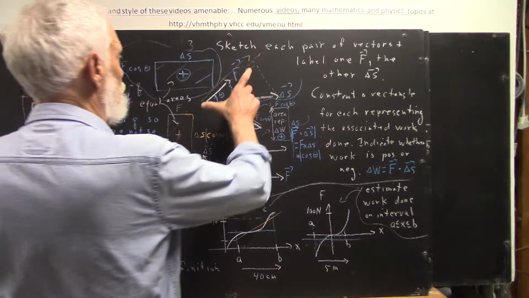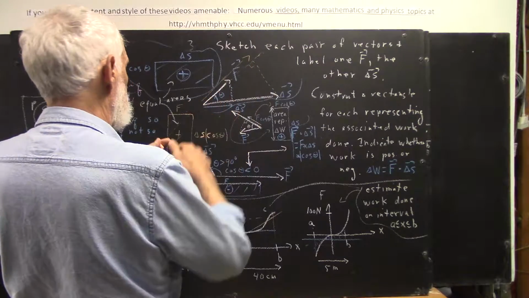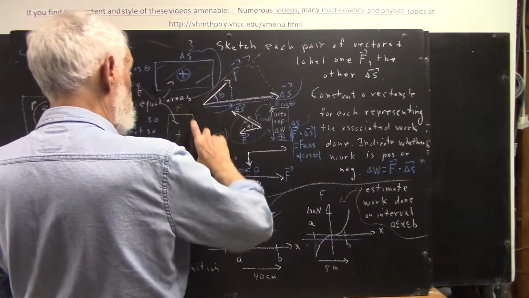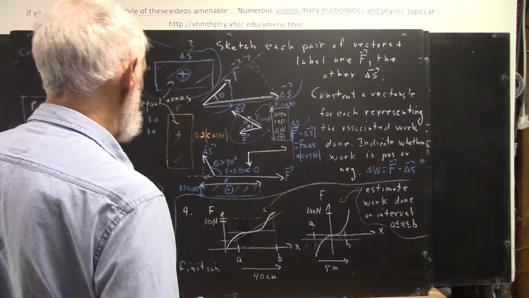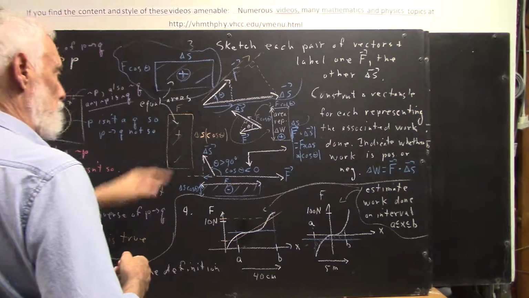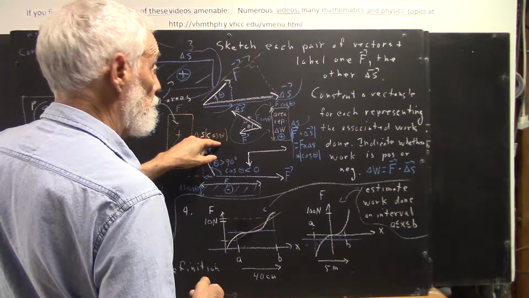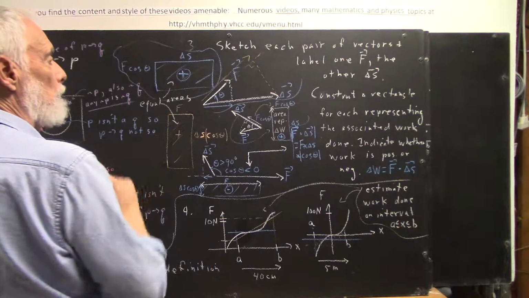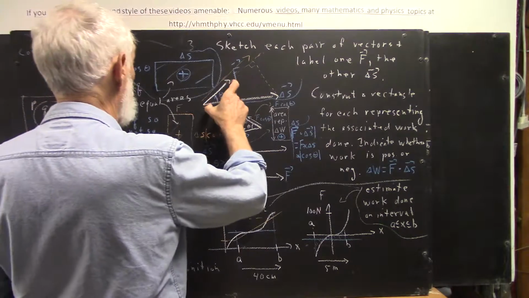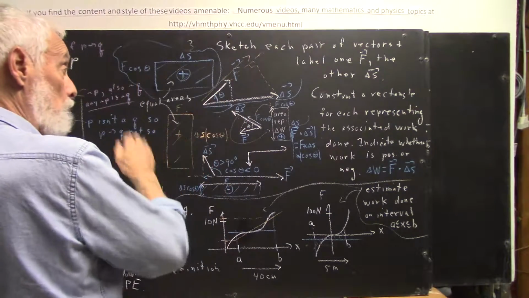Well, I take a side whose length is equal to the magnitude of this vector, and I put it down here. Now I didn't have room to write it as big as I should have, but this side represents delta S cosine theta, this projection. This side represents what? Just the whole vector F, the vector on which we projected the other.